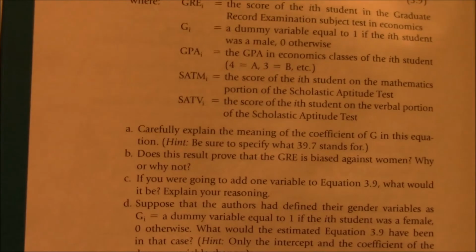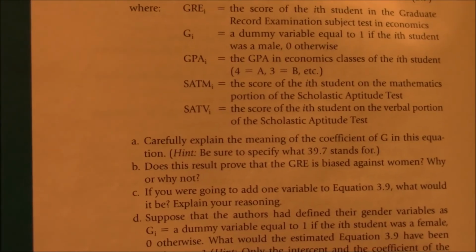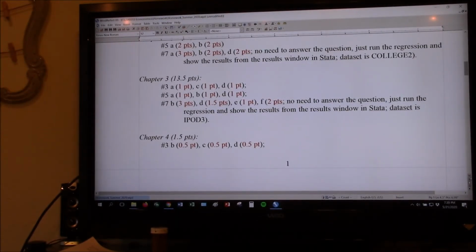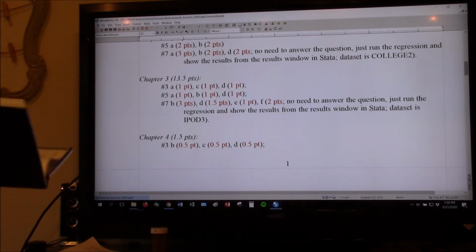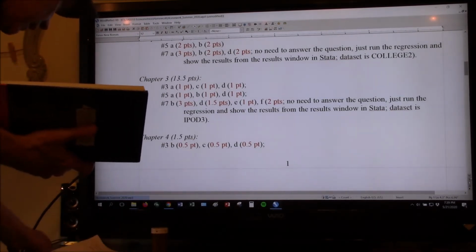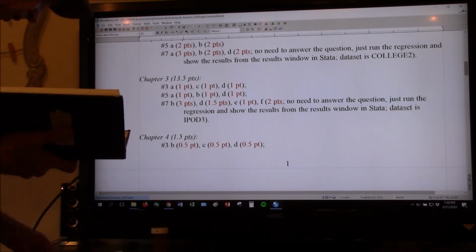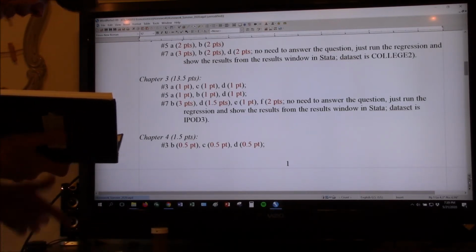Once again, A, carefully explain the meaning of the coefficient. And, you know, as always, you want to be very careful about expressing the exact units it's measured in so that you can get the clear significance of that variable. B, does this prove that the GRE is biased against women? And I know what I would say there.